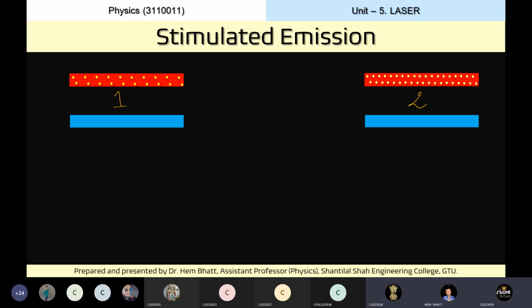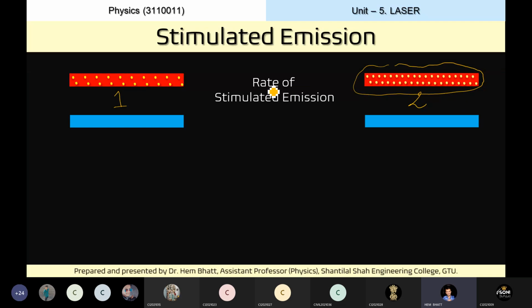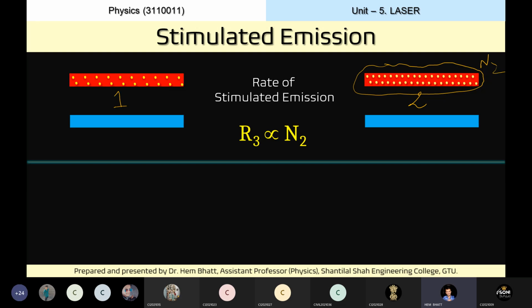The number of atoms is more. In which will there be more stimulated emission, 1 or 2? In 2. Stimulated emission depends on how many atoms you have in the excited state. If you have more atoms in excited state, emission will be more. So rate of stimulated emission R3 is proportional to the number of atoms in excited state, that is N2. Not only that, when does stimulated emission occur?